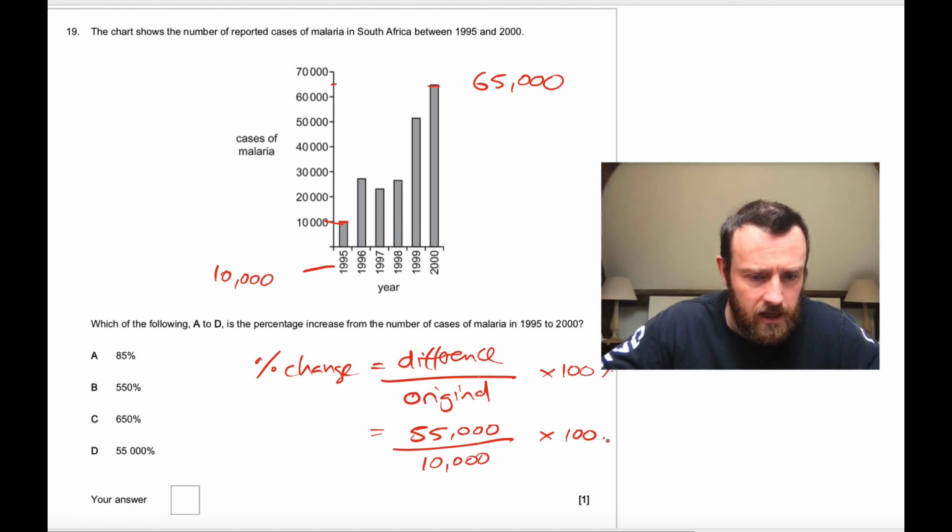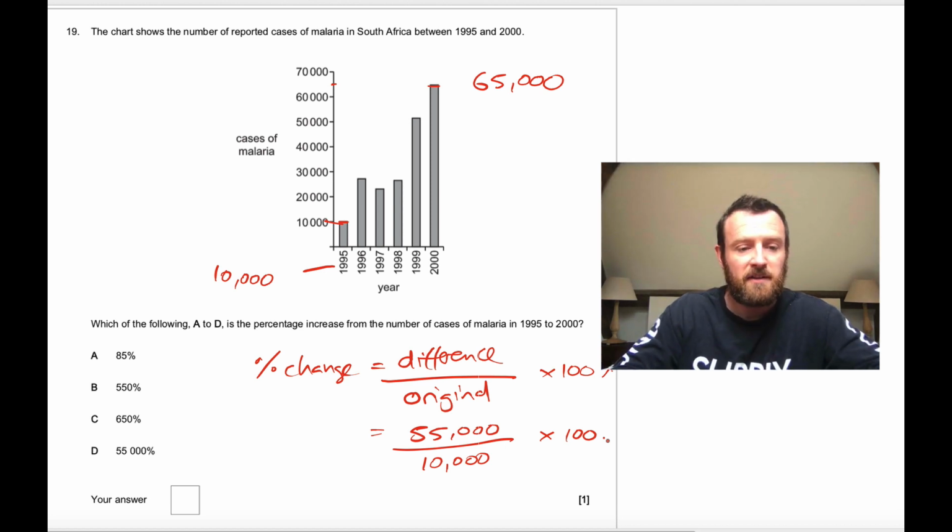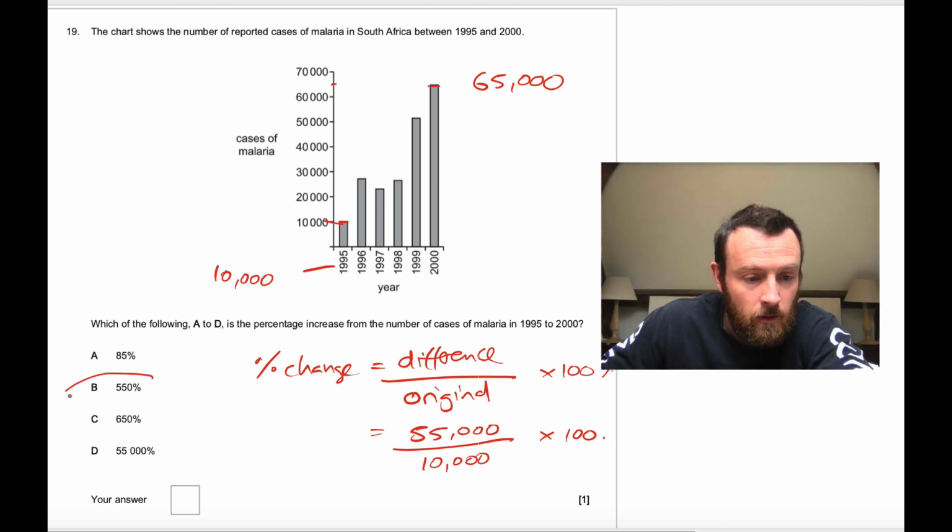And can I do that in my head? It's going to be a big number. Is it 550 or 5,500? I've got to do this on my calculator. My brain's not very fired up yet this morning. 55,000 divided by 10,000 times 100 is 550. Okay. B.